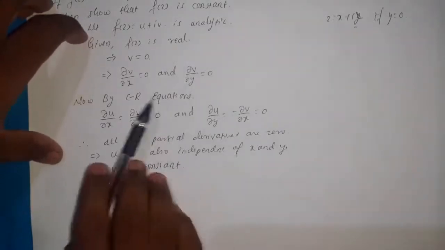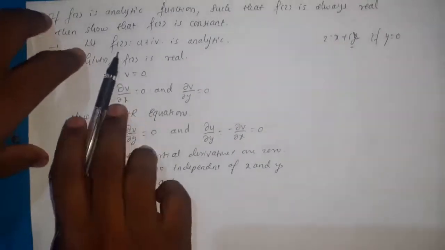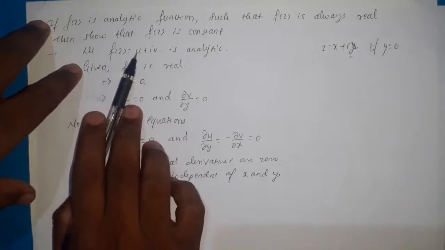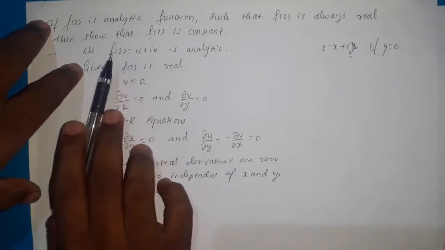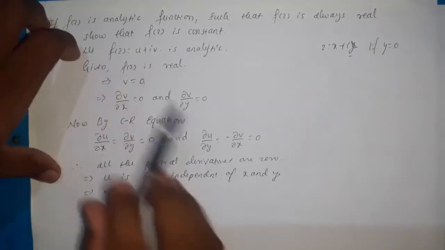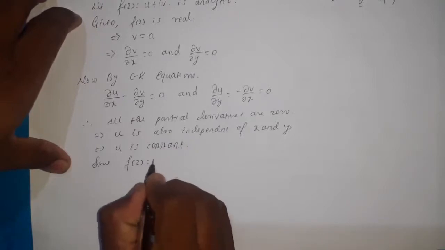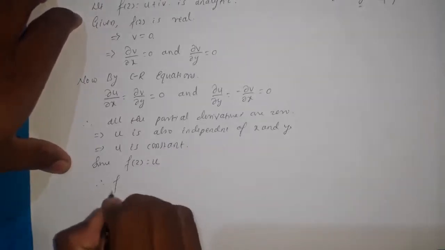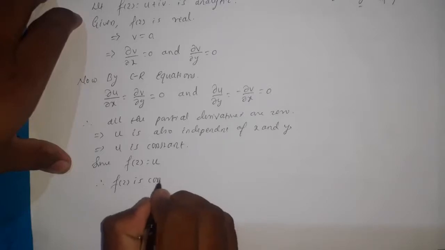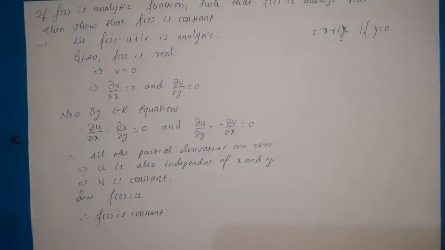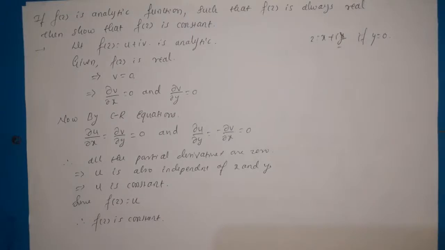So here in the function f of z equal to u plus iv, v is already equal to 0, then remaining f of z equal to u, and u is constant means the function f of z is also constant. So here since f of z equal to u, therefore, f of z is constant, hence the proof. So, here we have proved that an analytic function which is purely real is a constant function.